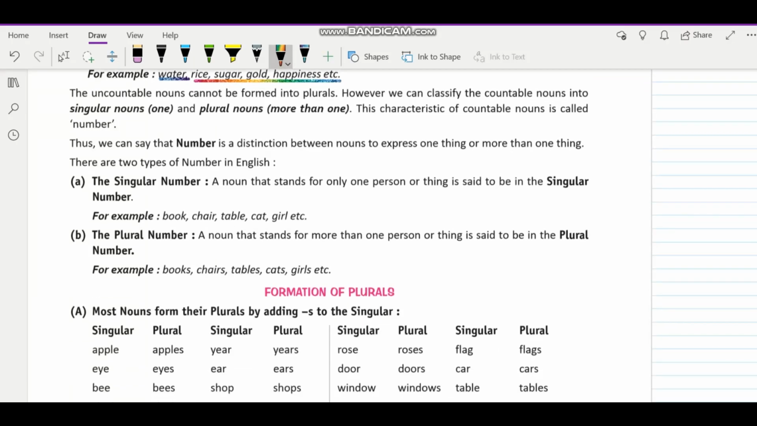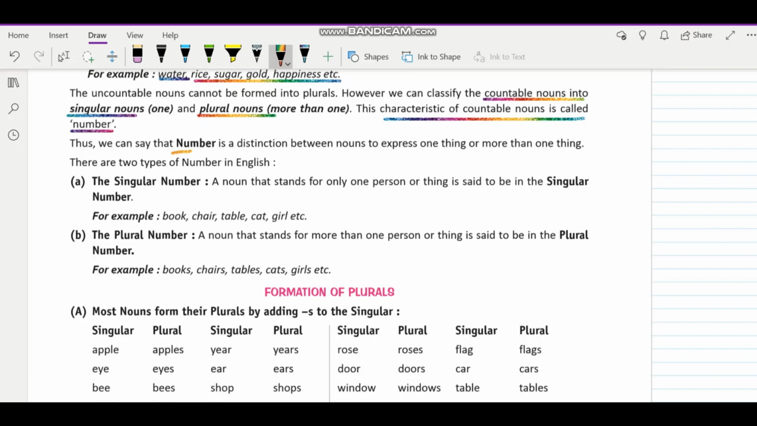Now the uncountable nouns cannot be formed into plurals also. Like I cannot say waters, right? Sugars, we cannot say that. They'll remain in their original form. But we can form countable nouns as singular or plural. Now this characteristic of countable nouns is called number, that is singular or plural.